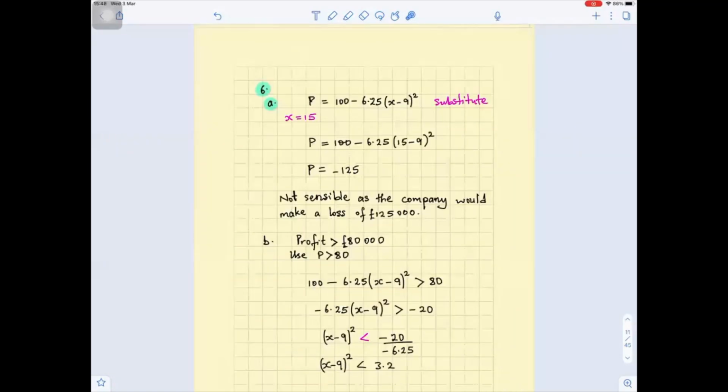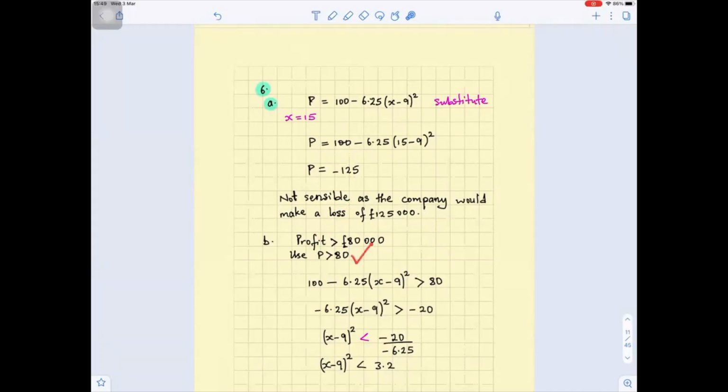So for 6A, P is equal to 100 minus 6.25 bracket x minus 9 squared. We substitute x equals 15. So when we substitute x equals 15, put that in your calculator, you get P to be minus 1.25. It is not sensible as a company would make a loss of 125,000 because it is a negative. You're making a loss.